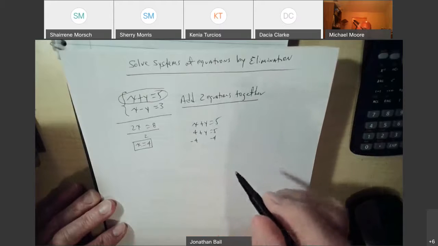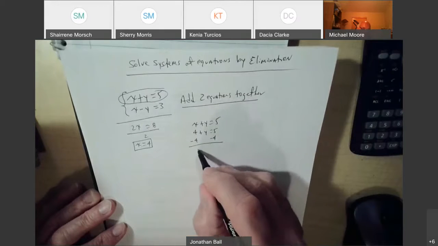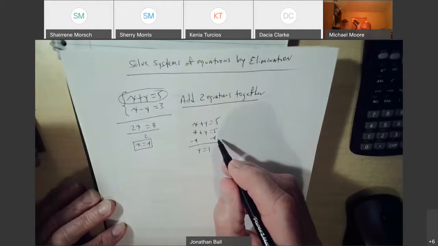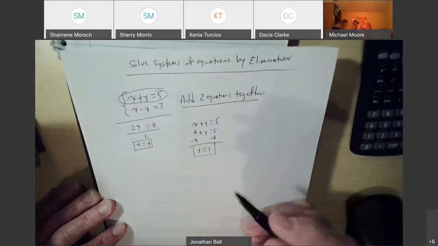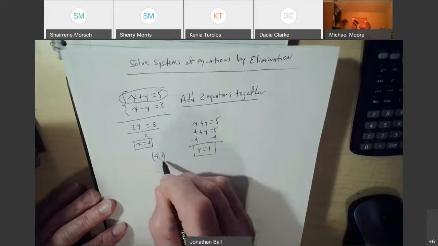Am I going too fast? Subtract 4 from each side. Get y is 5 minus 4, which is 1. So our solution here is 4, 1.